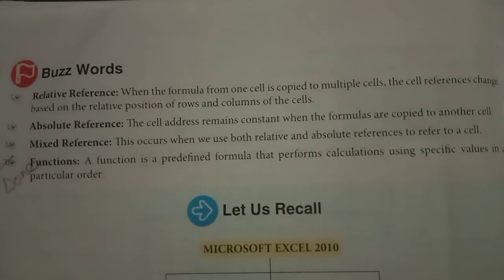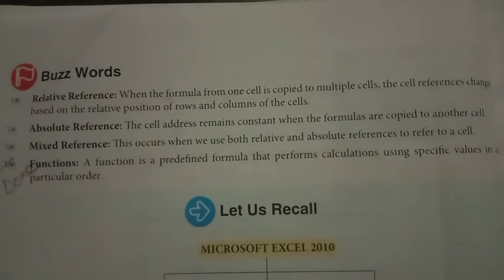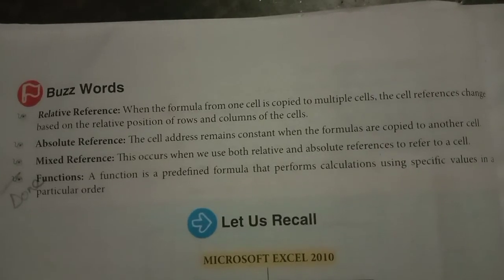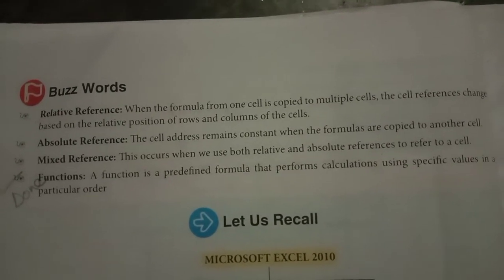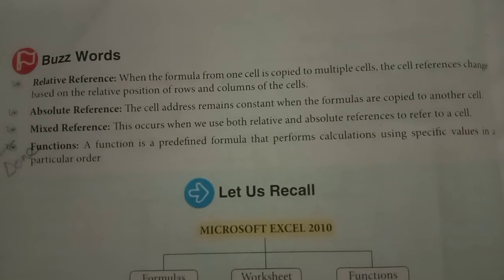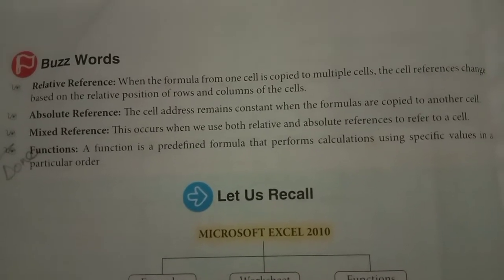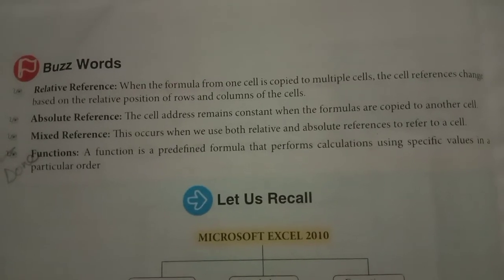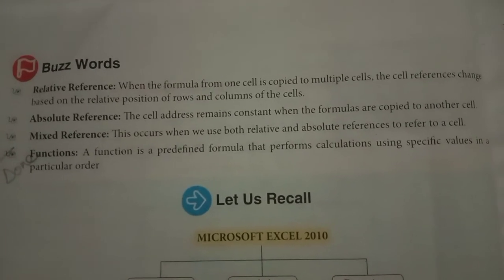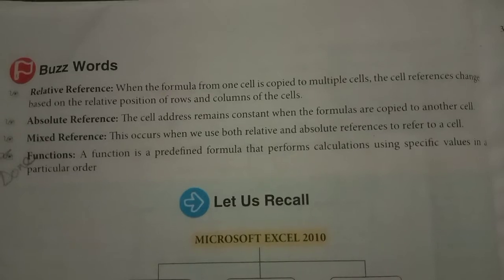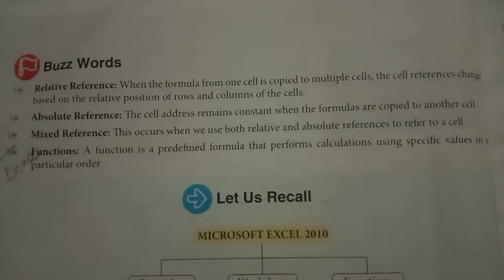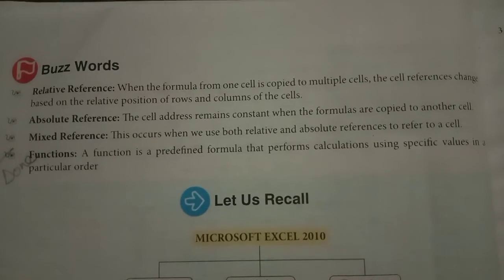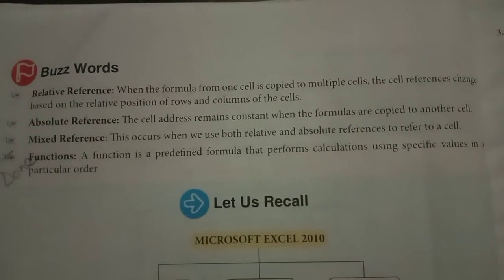Again, I'm going to repeat the same ones. You need to note them down. If you have not noted them down in your notebooks, please note them down in your textbook, all of you, right? Because they are very important. Four definitions are there. Relative reference: when the formula from one cell is copied to multiple cells, the cell references change based on the relative position of row and columns of the cell.